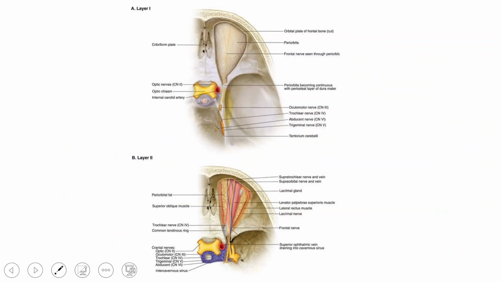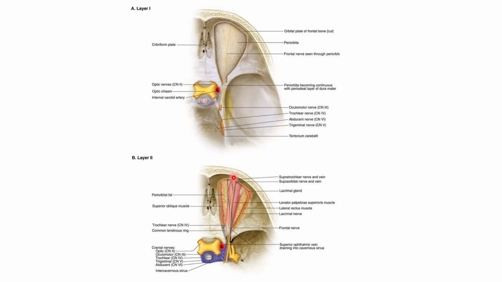Next, this is the view showing the first layer of the orbit visualized immediately after separating the orbital plate of the frontal bone. As we can see, mainly the periorbital pad of fat, and once this pad of orbital fat is separated, we can make out the levator palpebrae superioris muscle, which is related to the superior ophthalmic vein as well as the nerve, that is the frontal nerve, along its superficial plane.